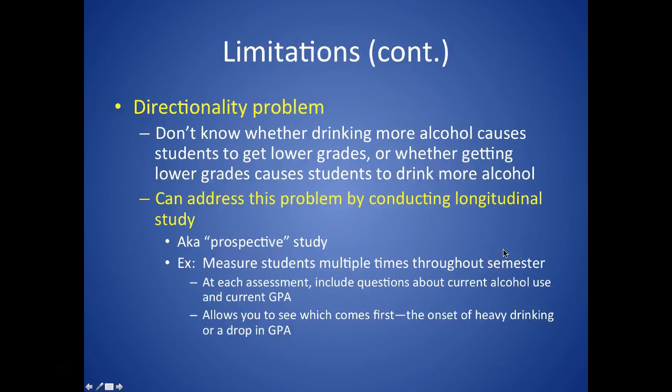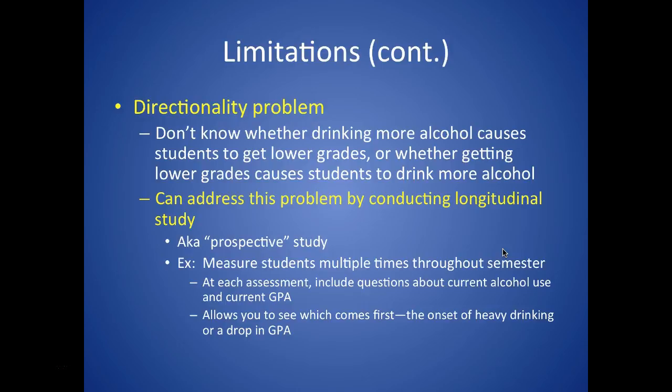Also in correlational research, what I just indicated is the directionality problem and the third variable problem. The directionality problem is where you don't know which direction the relationship is going. Is it drinking leading to poor grades, or poor grades leading to drinking? You get a correlation, you don't know which way it's going.